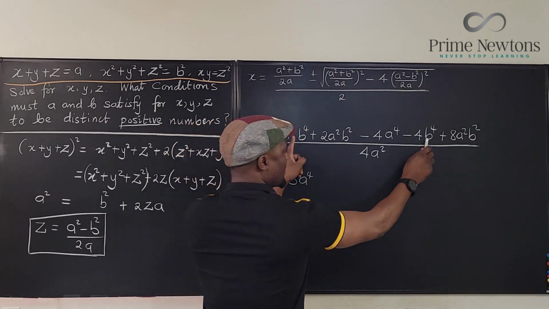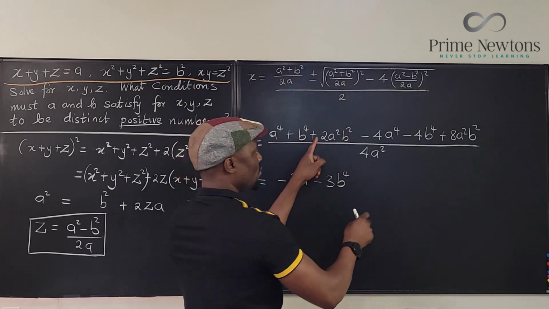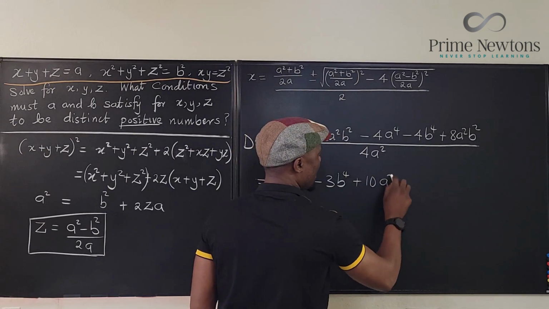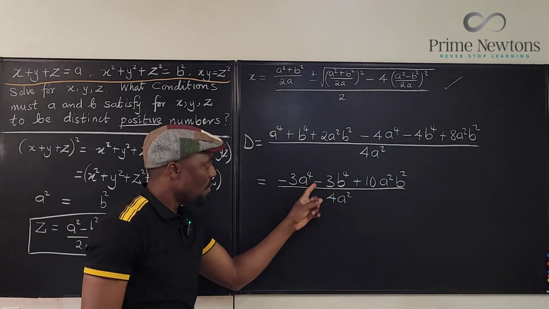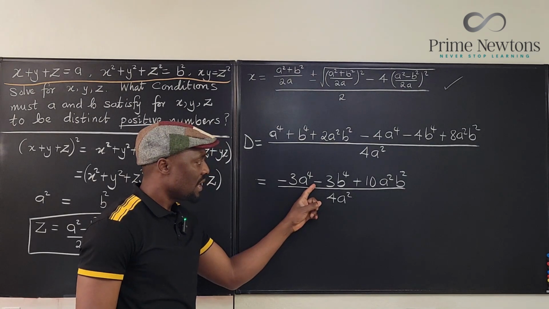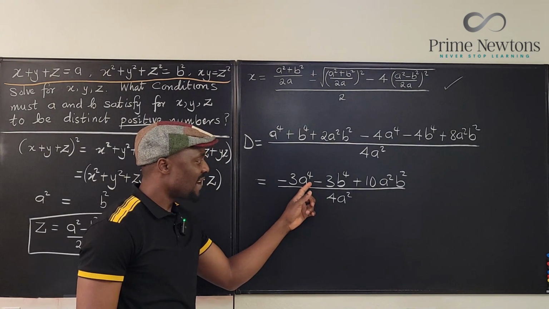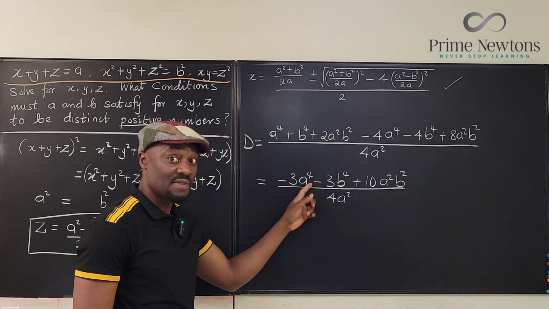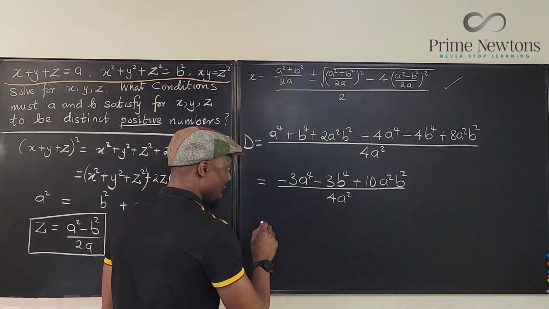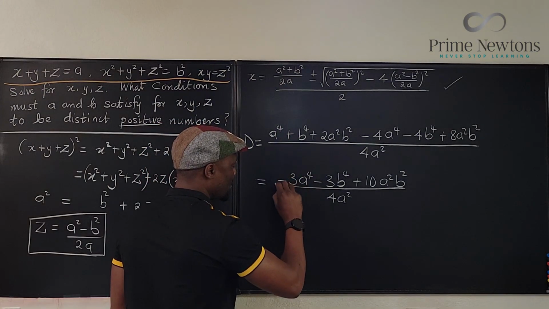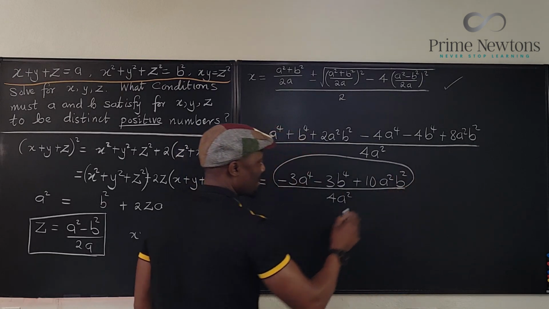And I'm going to have this minus this, going to be negative 3b to the fourth. And then I have 2 of this plus this is going to be plus 10a squared b squared, all over 4a squared. I want to see whether this is positive. Is there a way to factor this? It looks like this can be factored actually. Okay, look, we can write this as, so let's focus on the top, just the top part here.